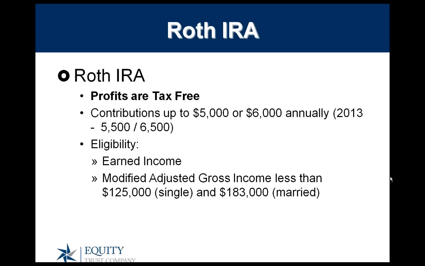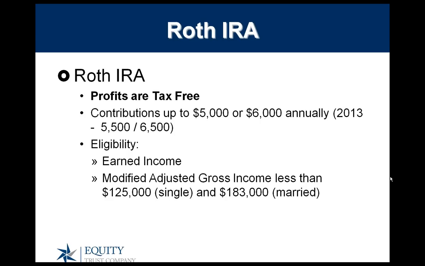We must also make you aware that not all individuals qualify for a Roth IRA. Unfortunately, high income earners do not qualify to contribute to a Roth IRA. If you are single and you make more than $125,000 modified adjusted gross income, you do not qualify for a Roth IRA. If married filing jointly and you make over $183,000 modified adjusted gross income, unfortunately, you also do not qualify to contribute to a Roth IRA.